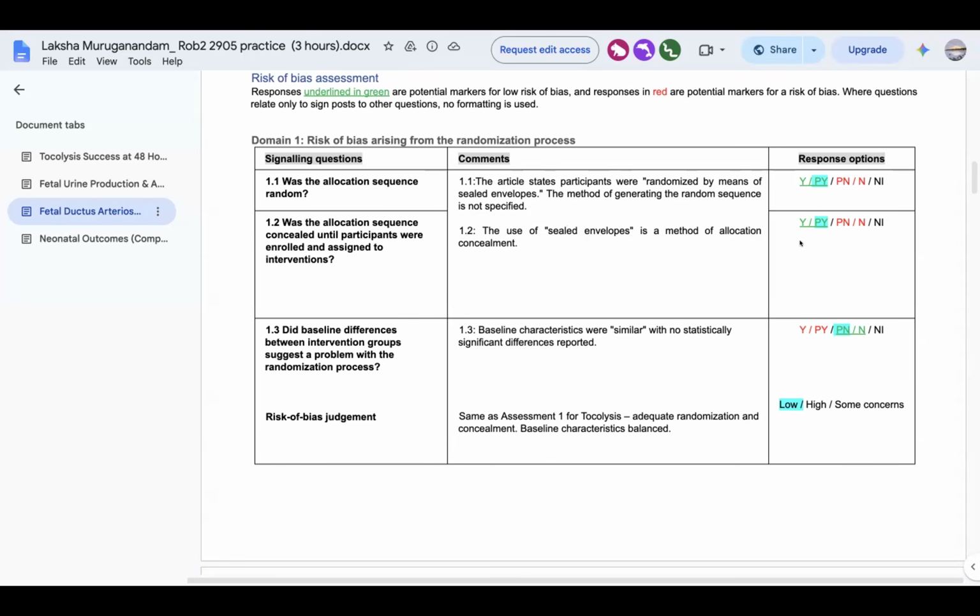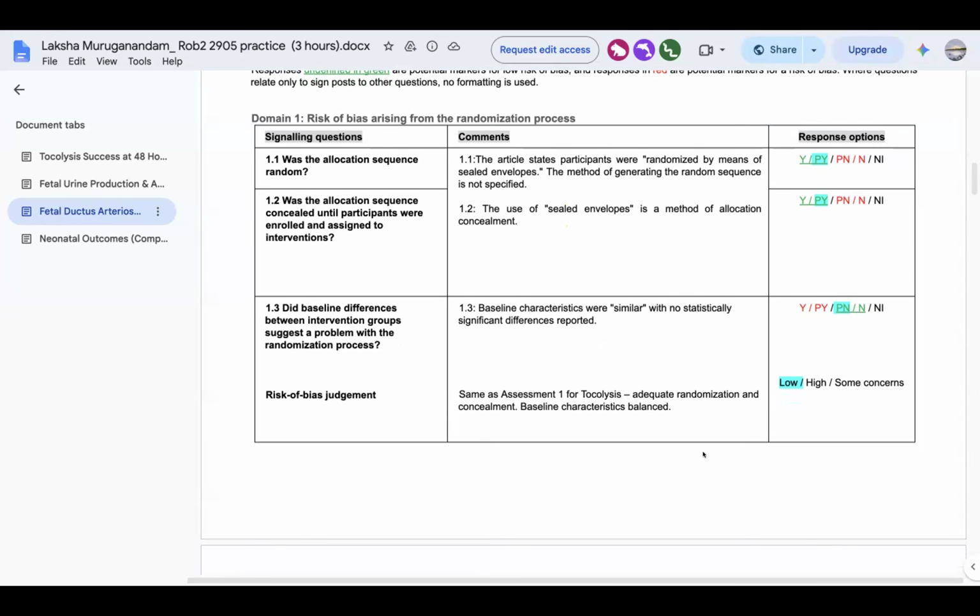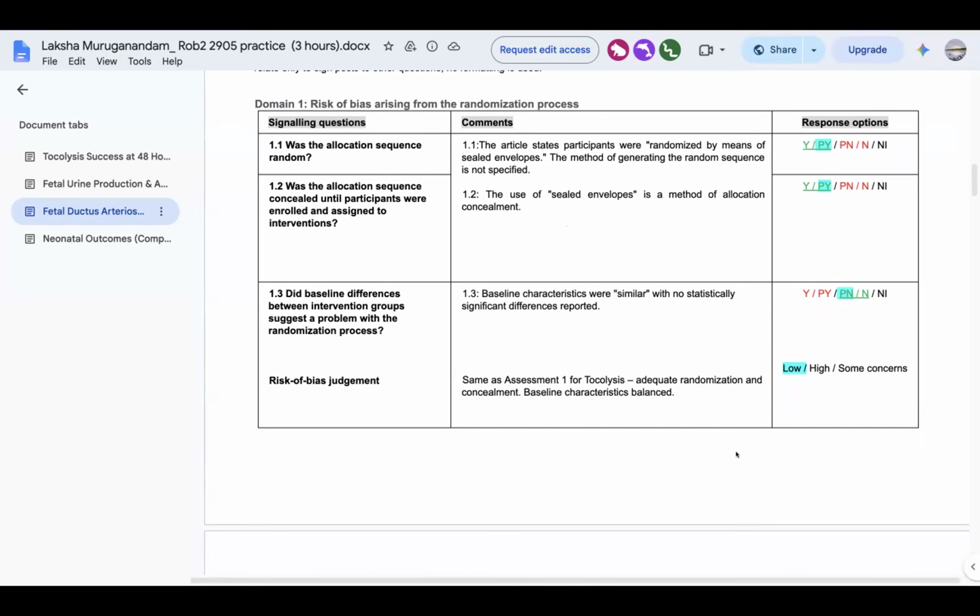Continue. For 1.3, baseline characteristics were similar with no statistically significant differences reported. And then she said PN for the response. And I believe we had no for 1.3. Yeah. Which is similar to PN, so it doesn't really change anything. Okay. Our judgment was some concerns for domain 1, but she said low. Okay, interesting.